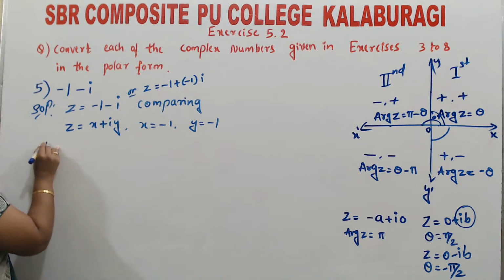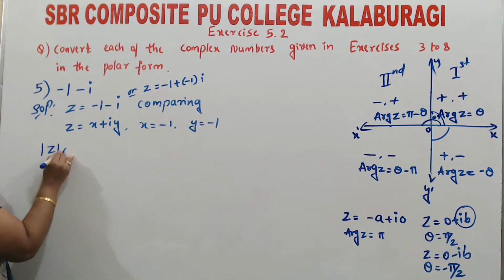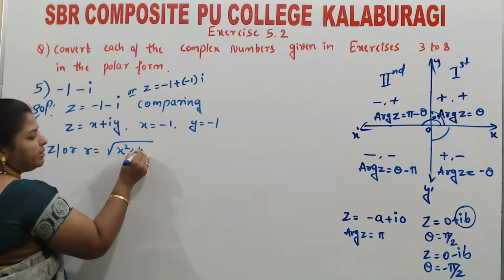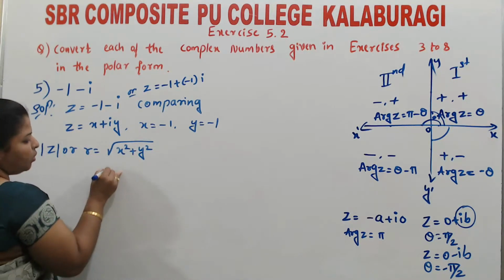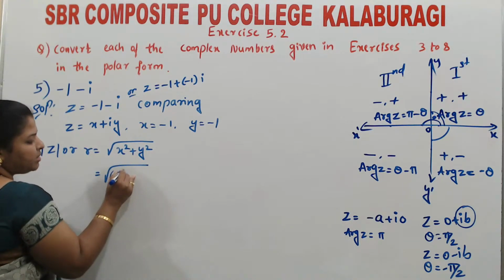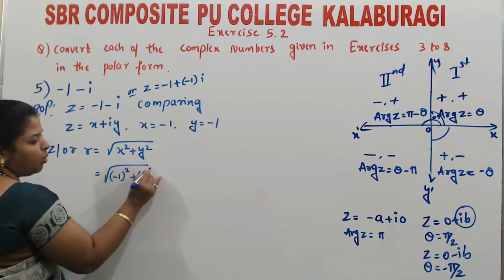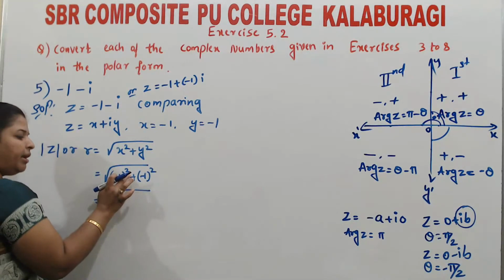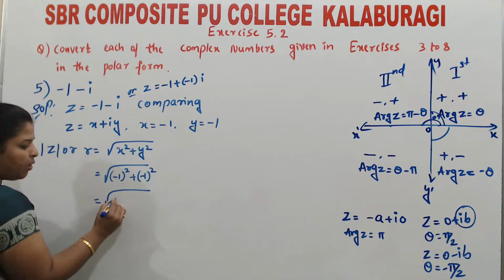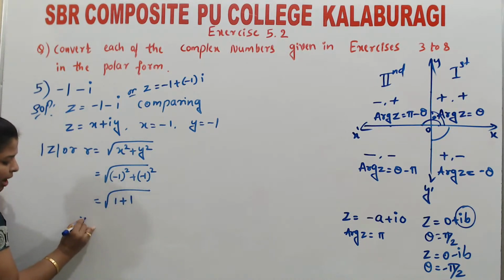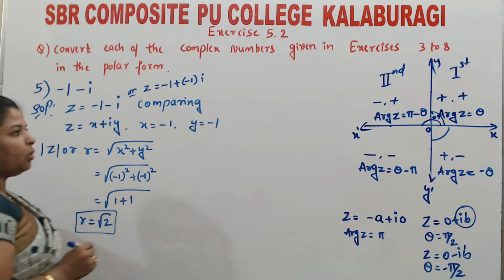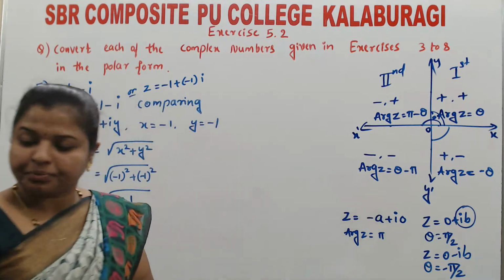Then how do we find the modulus? Modulus of z or r is equal to, what is our form? Square root of x square plus y square. Then which is equal to square root of minus 1 whole square plus minus 1 whole square. Power is even, right? That's why minus becomes plus. 1 plus 1. Therefore, r is equal to root 2. What is our modulus? We got root 2. Next, what do we have to find?